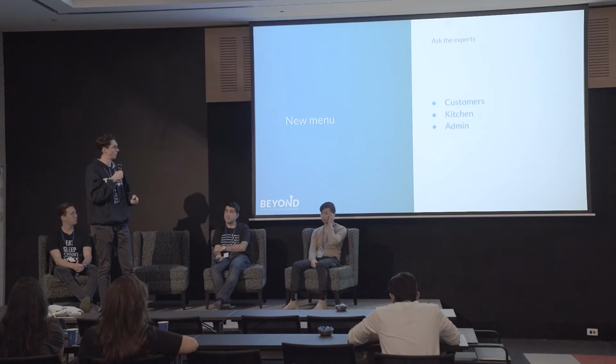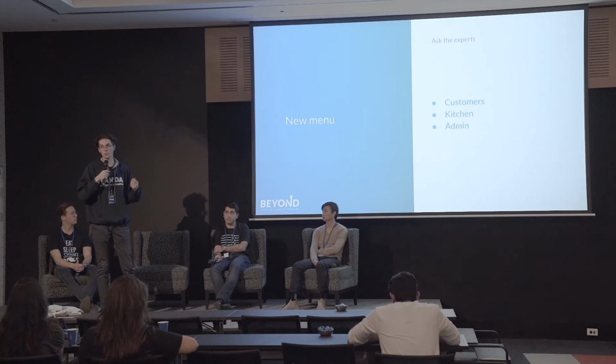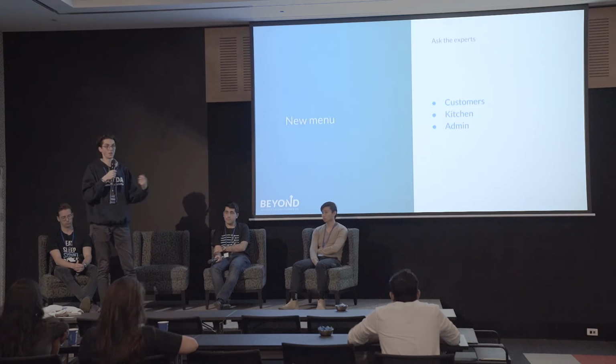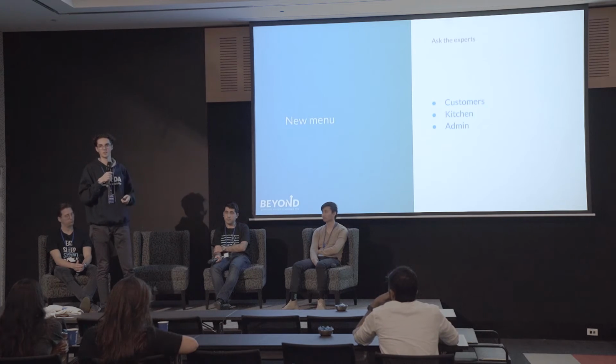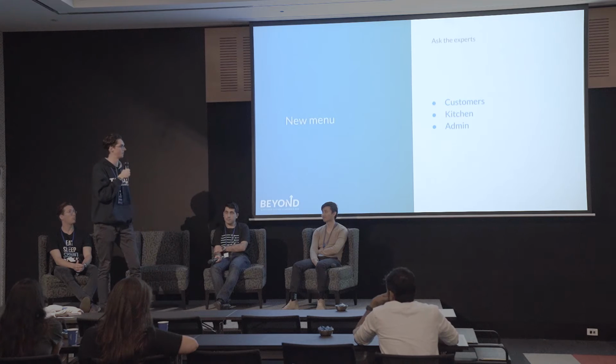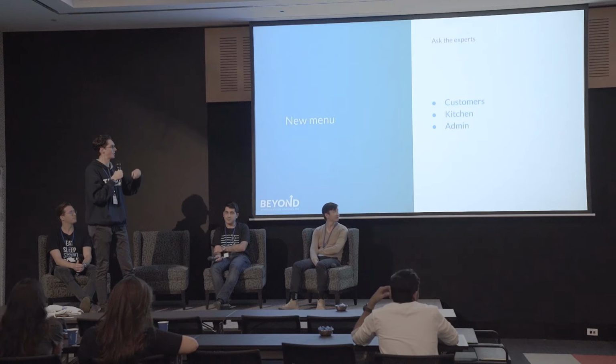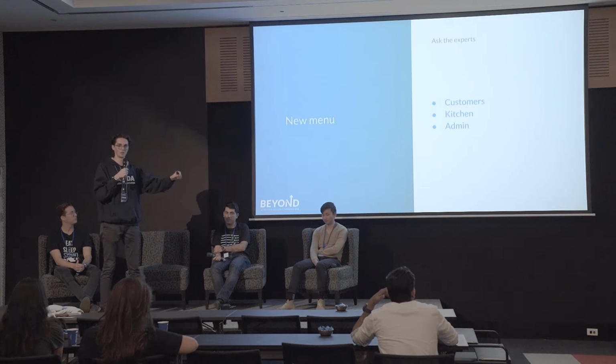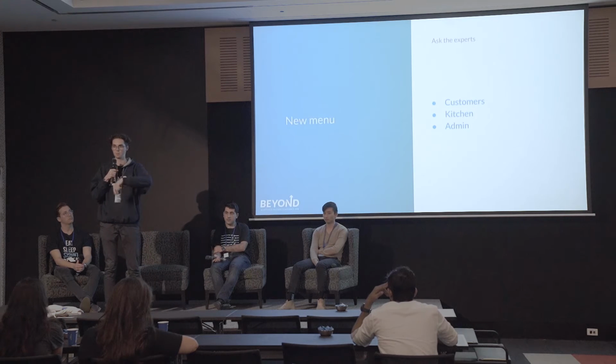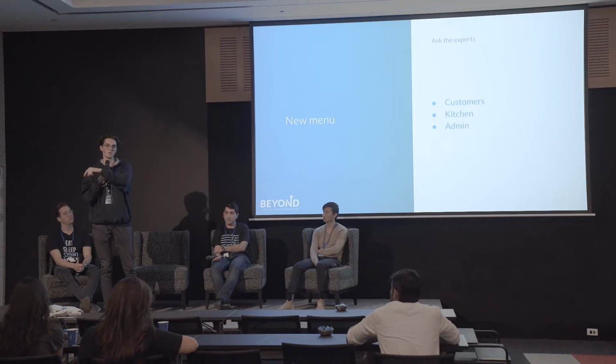So if you apply this to the new menu, the experts in this situation would quite easily be the customers, as well as the kitchen and the admin. Again, I don't work in hospitality, so that's the extent of the experts, but I'm sure there's a lot more. But basically, yeah, just sitting down with them, going through the map and showing them, oh, this is who we think is involved in this process. This is the path we think we should take, and we think this is where we should end up at the end.